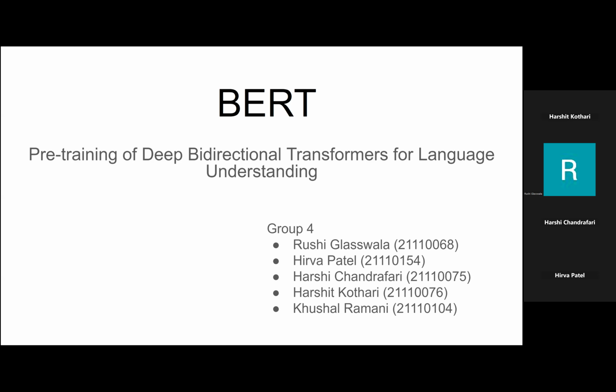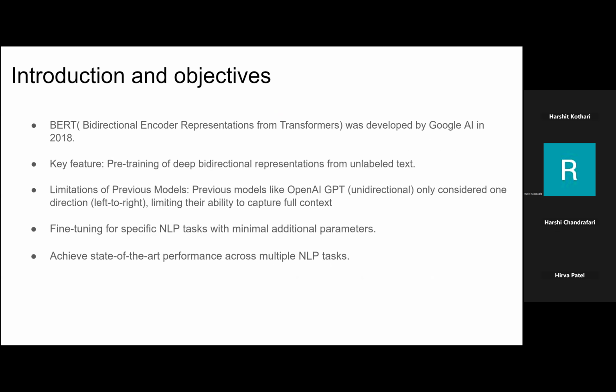Good morning, everyone. We are Group 4 and we will be presenting on the topic BERT, pre-training of deep bidirectional transformers for language understanding. So BERT is bidirectional encoder representations from transformers, and it was developed by Google AI in 2018. Its key feature is pre-training of deep bidirectional representations from unlabeled text. So what it does is it can train from left to right and right to left.